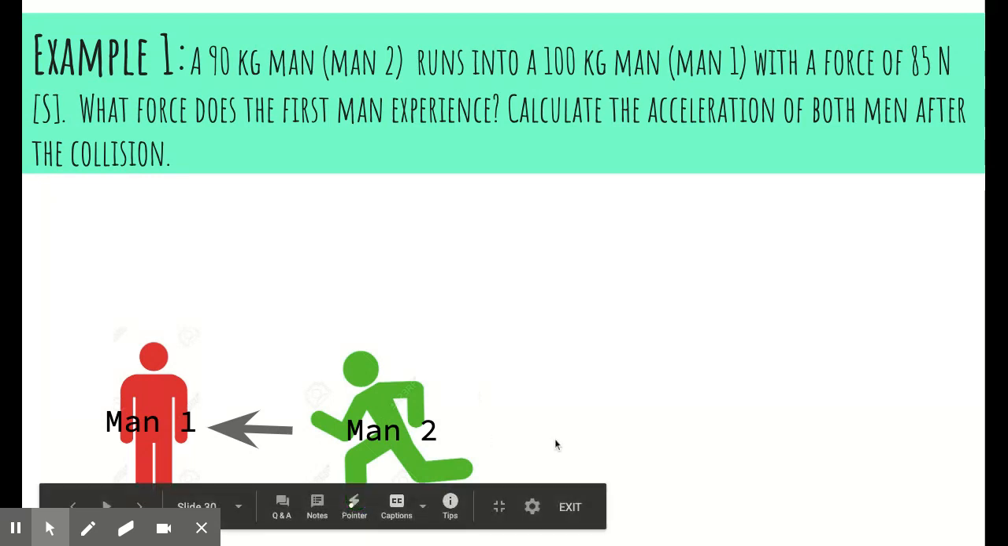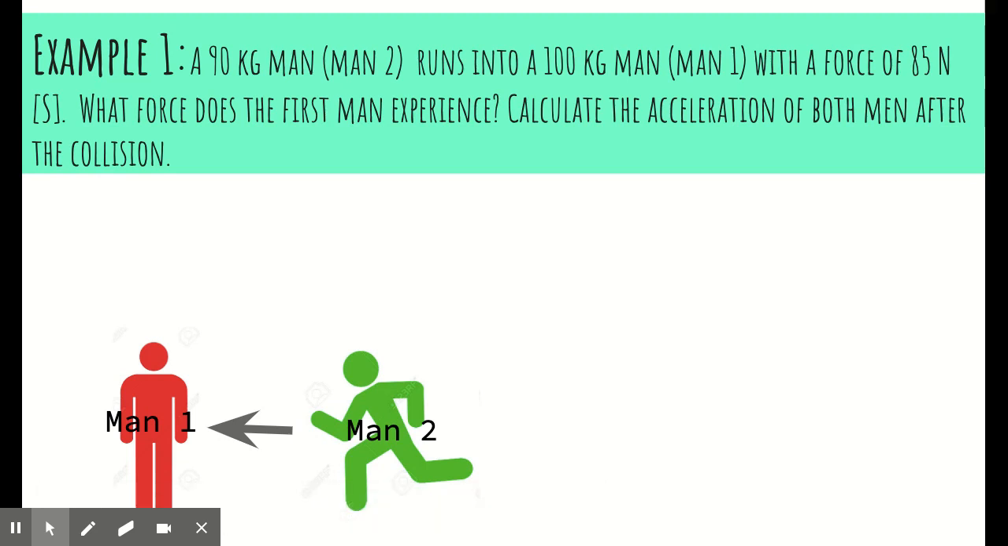Okay, so let's do an example. We have example 1 here. We have a 90 kilogram man, which is man 2. He's going to run into a 100 kilogram man, which is man 1, with a force of 85 newtons south. What force does the first man experience? And then we're going to calculate the acceleration of both men after the collision. So man 1 is red here. He's on the left, and man 2 is green. Man 2 is just running right into him. So what force does he experience?